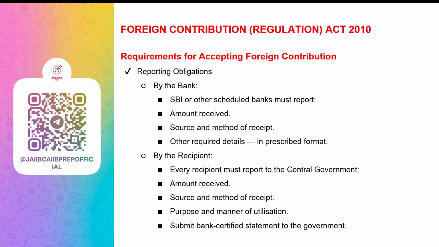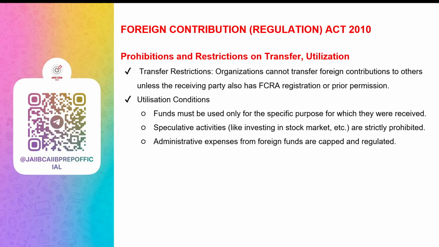And every person or organization who receives foreign contribution must inform the government by submitting a statement showing the amount of each donation, the source, the mode of receipt, the purpose for which it was used, and the manner of utilization. Also, they must submit a bank certified copy of the statement confirming the receipt of foreign contribution along with the intimation to the central government.